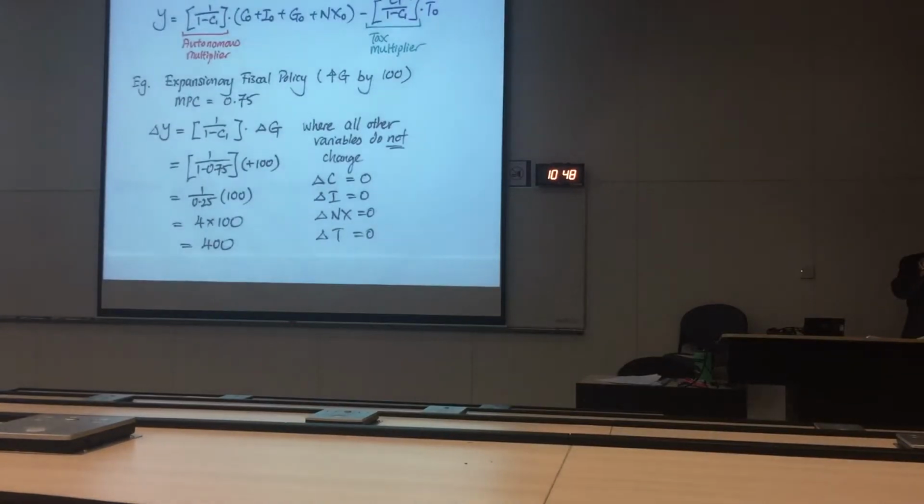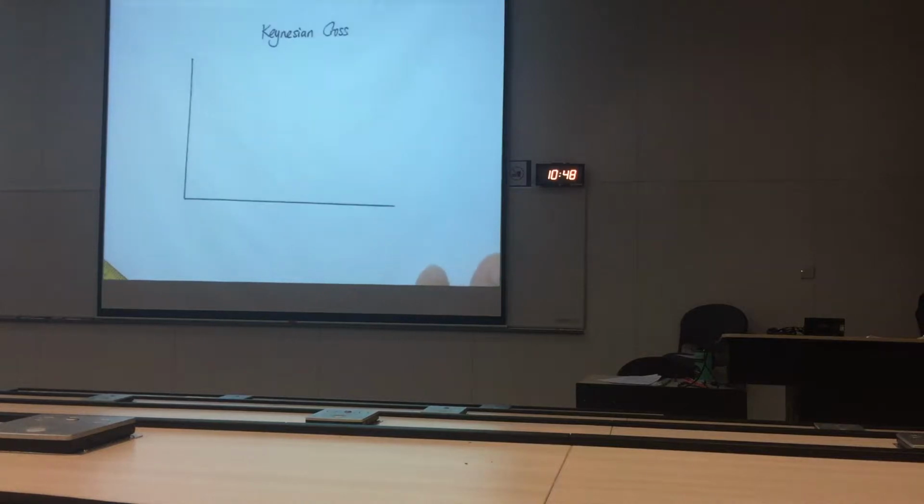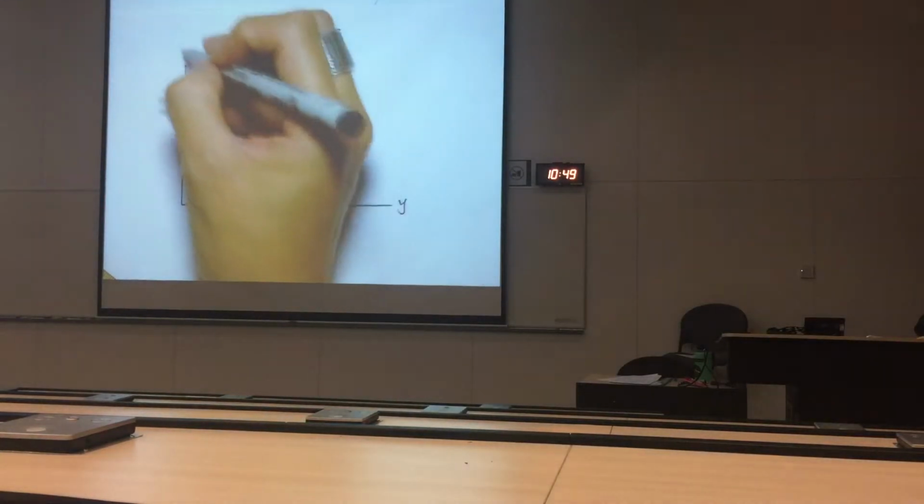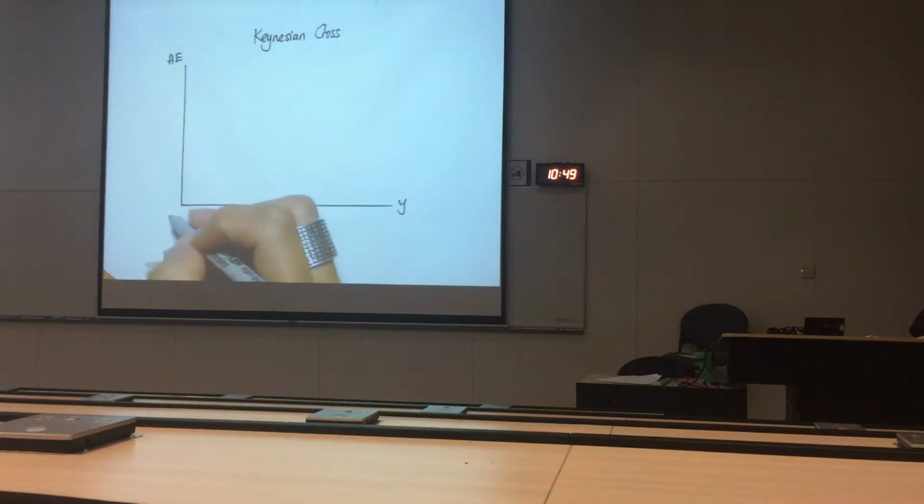Now imagine if you have to draw this out. We're going to take all of this information that you see. I hope you are done with this. Let's look at this in terms of the graph. So the Keynesian cross always shows Y and aggregate expenditure.